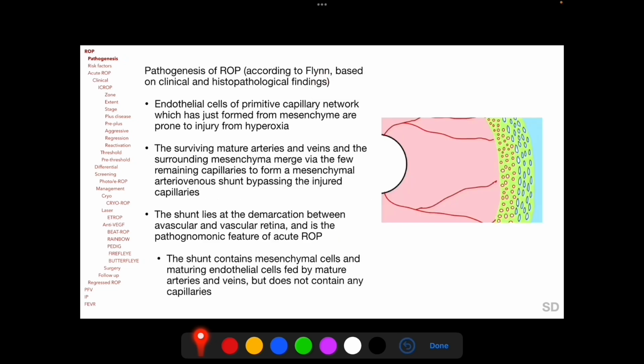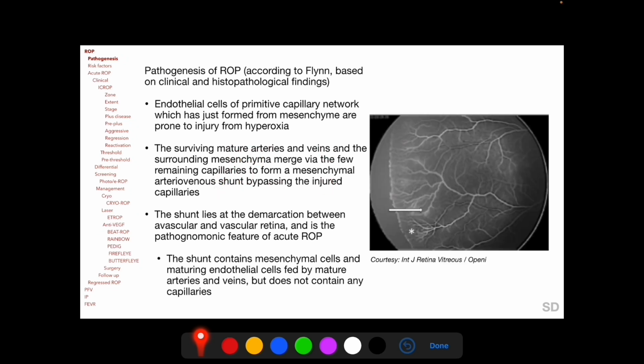According to Flynn, the pathogenesis of retinopathy of prematurity is as follows. Endothelial cells of the primitive capillary network which has just formed from the mesenchyme are prone to injury from hyperoxia. The surviving mature arteries and veins form a mesenchymal arteriovenous shunt bypassing the injured capillaries, as seen here in a fluorescein angiogram from a premature infant. The shunt lies at the demarcation between the peripheral avascular and the central vascular retina and is the pathognomonic feature of acute ROP. Acute ROP is the active stage of the disease, which we will be discussing in detail.